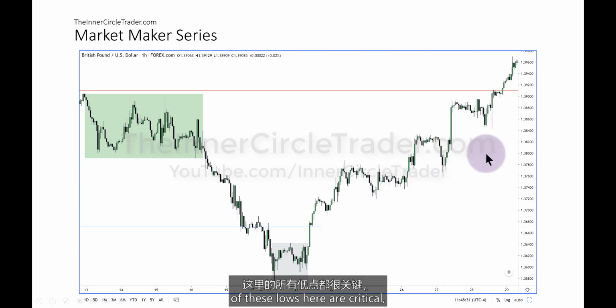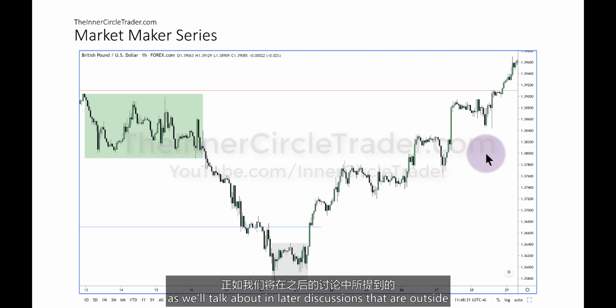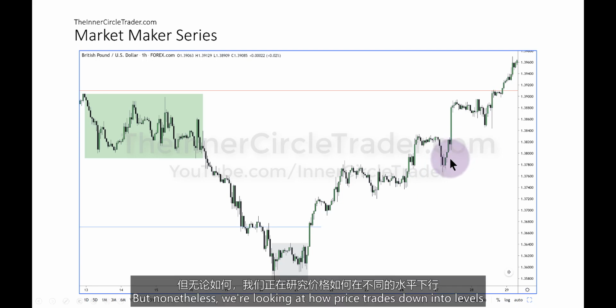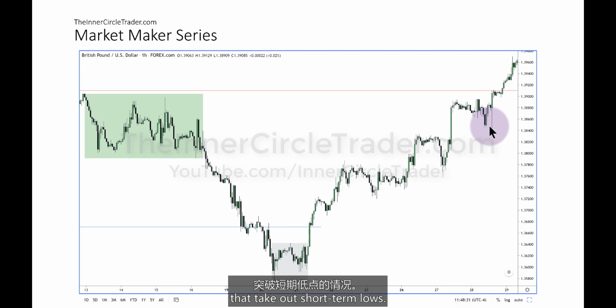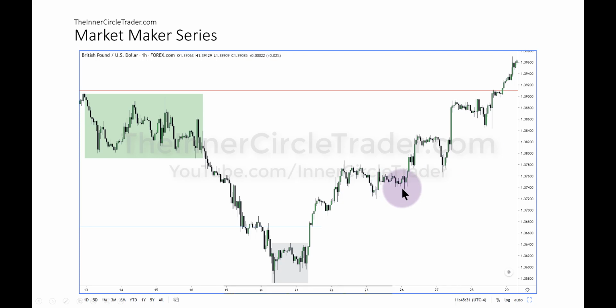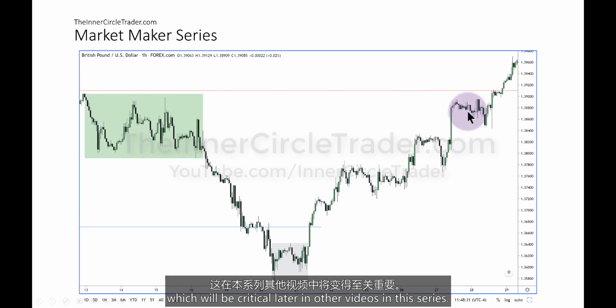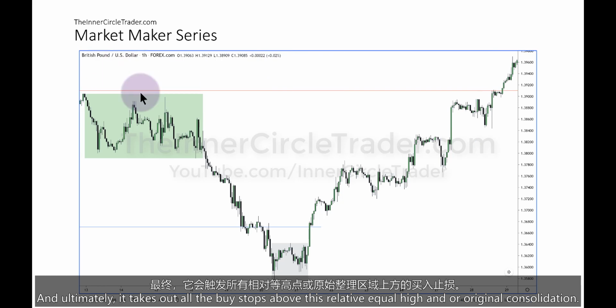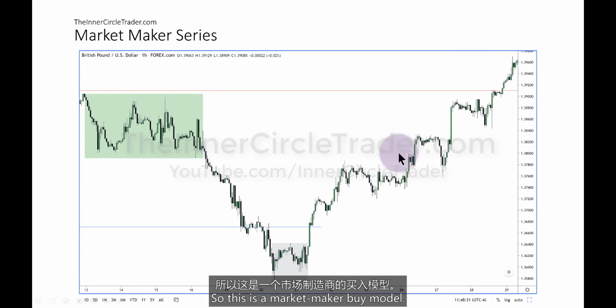All of these lows here are critical, as we'll talk about in later discussions that are outside this video. But nonetheless, we're looking at how price trades down into levels that take out short-term lows. Short-term lows are taken here, it rallies. Short-term low was here, it took it out, and then it rallies. Short-term low here, trades down below it, and then on FOMC right there, it wipes it out one more time and then rallies. Then it takes out this level here, which will be critical later in other videos in this series. And ultimately takes out all the buy stops above this relative equal high and/or original consolidation. So this is a market maker buy model.